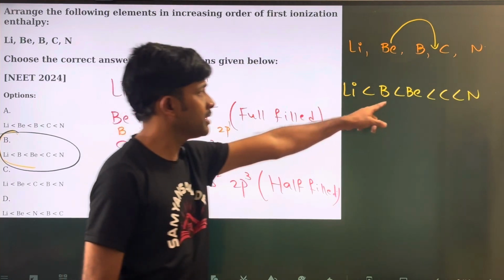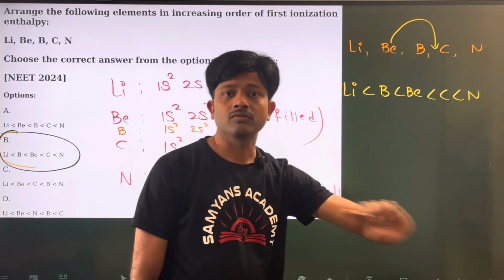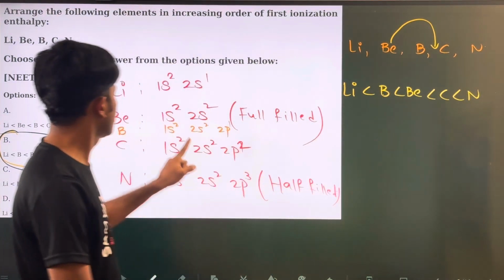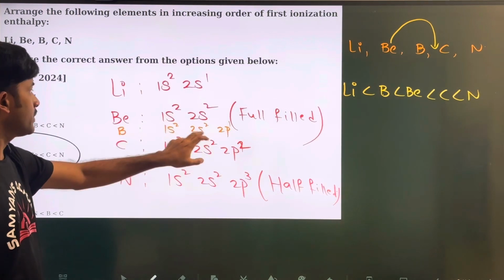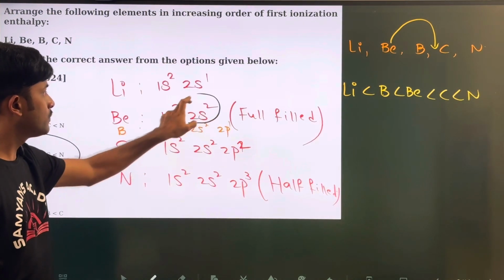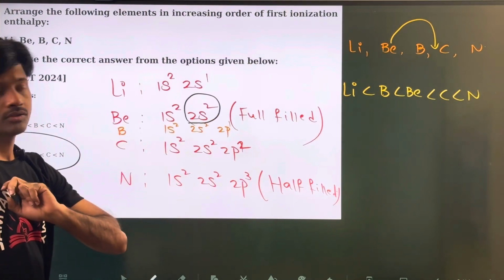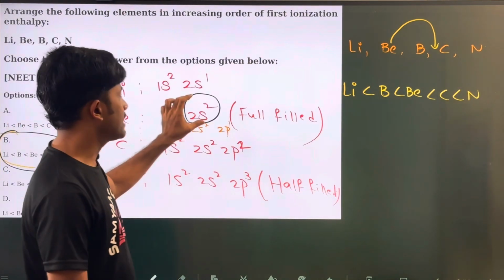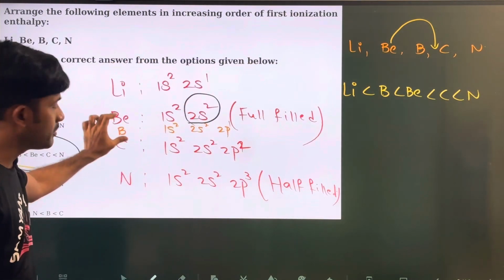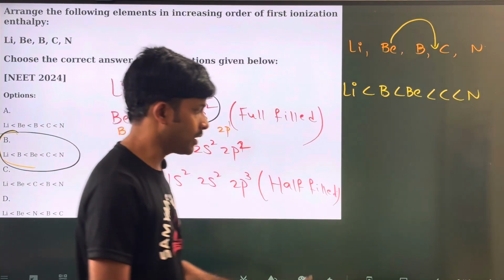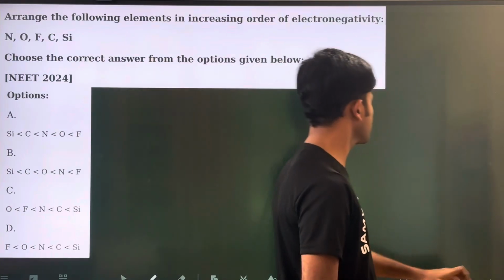So why does beryllium come after boron? Because beryllium has a fully filled configuration. So because of this reason, it has more ionization energy than boron. Okay, move on to the next question.